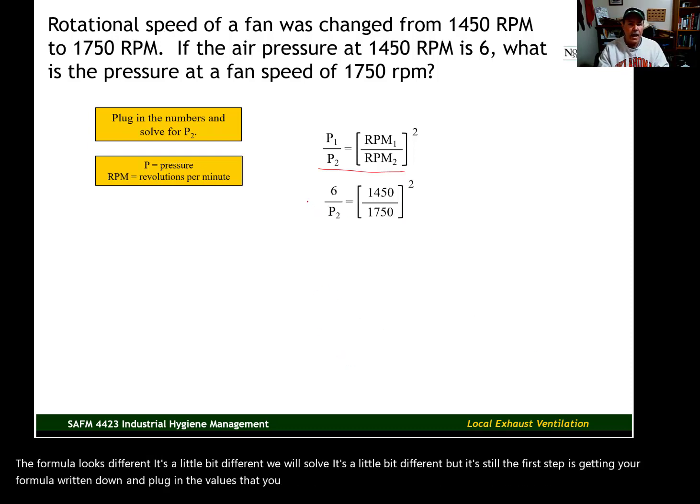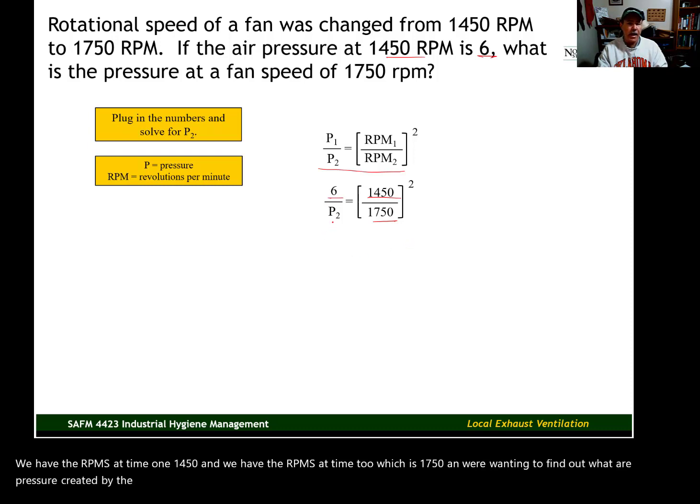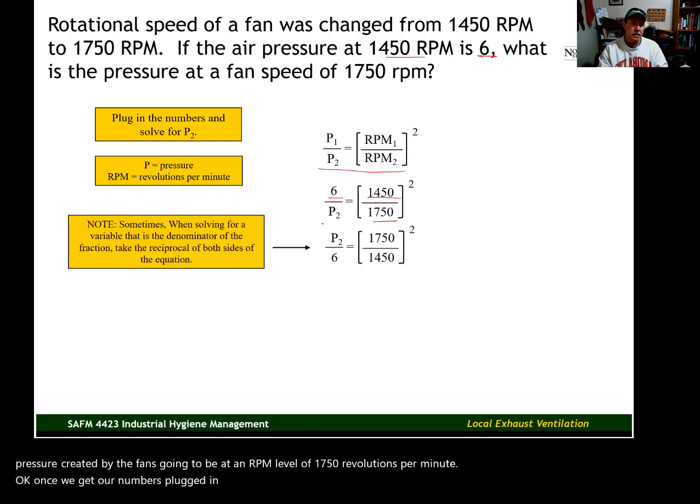have. We have the pressure at time 1 is 6. We have the RPMs at time 1, 1450. And we have the RPMs at time 2, which is 1750. And we're wanting to find out what our pressure created by the fan is going to be at an RPM level of 1,750 revolutions per minute. Okay. Once we get our numbers plugged in, then we need to isolate.